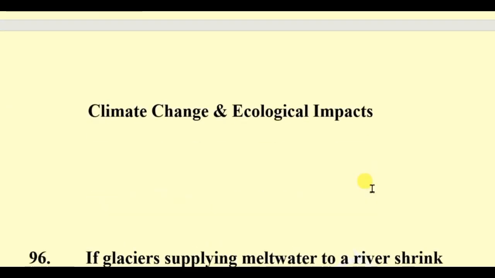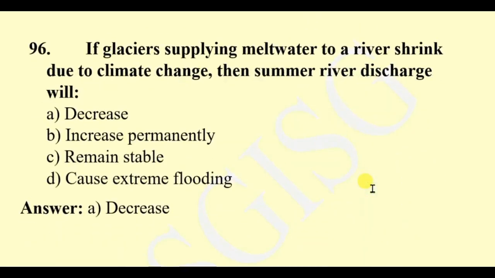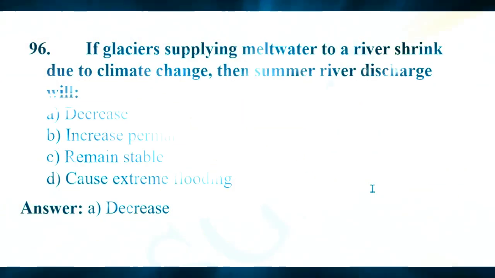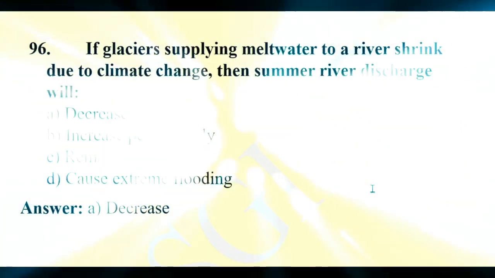Category climate change and ecological impacts. Question number 96. If glaciers supplying meltwater to a river shrink due to climate change, then summer river discharge will decrease, increase, permanently remain stable, or cause extreme flooding. The right answer will be decrease.